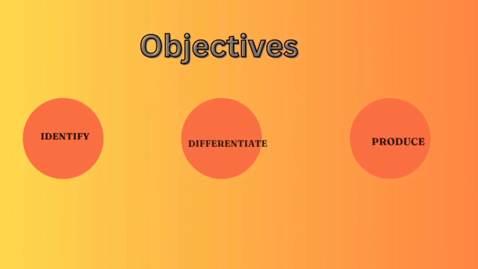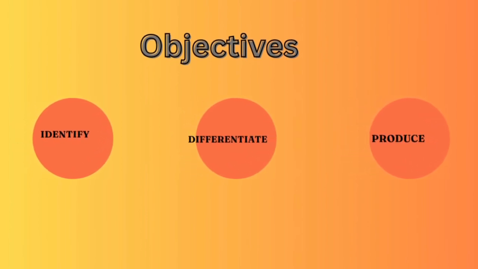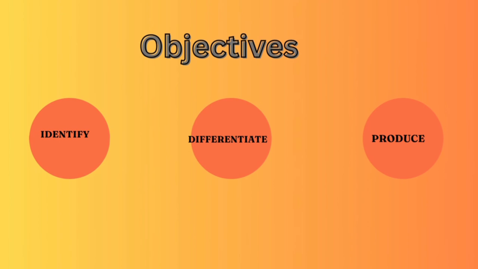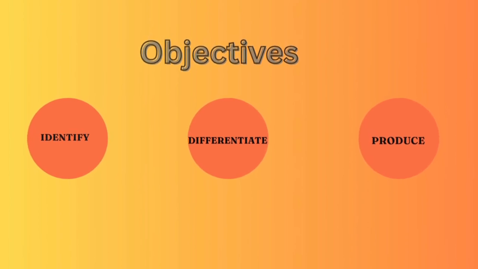The objectives of this lesson are to first identify the structure of the paragraph, second, differentiate between the three concepts, unity, cohesion, and coherence, and third, to produce topic, supporting, and concluding sentences. But let's first see what is a paragraph.